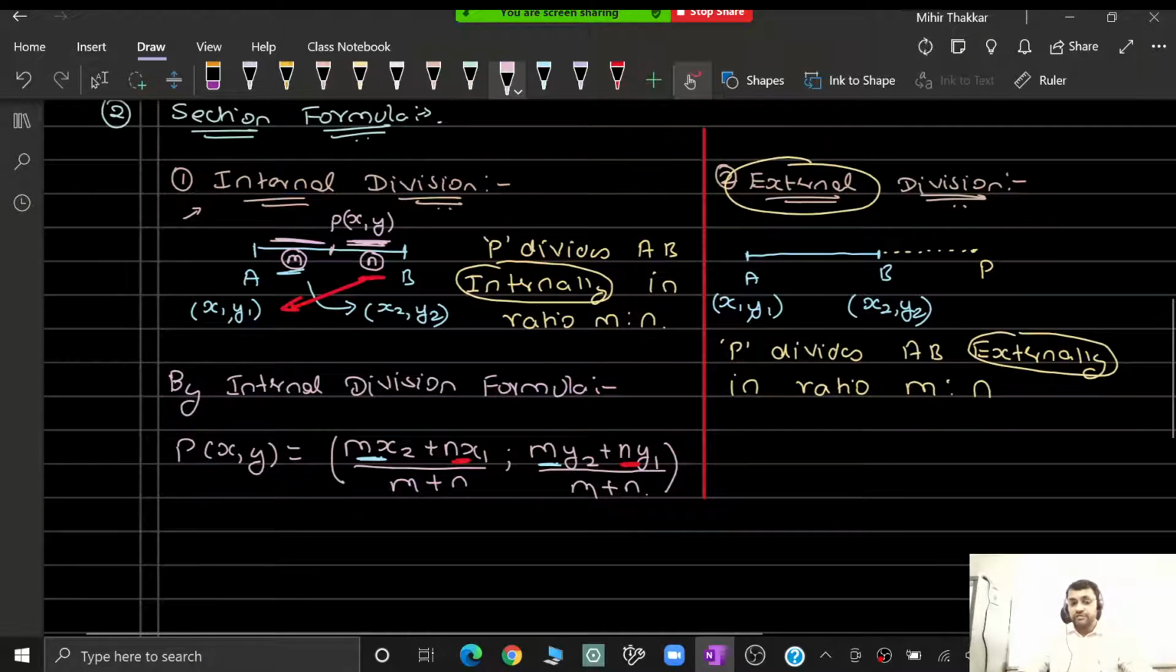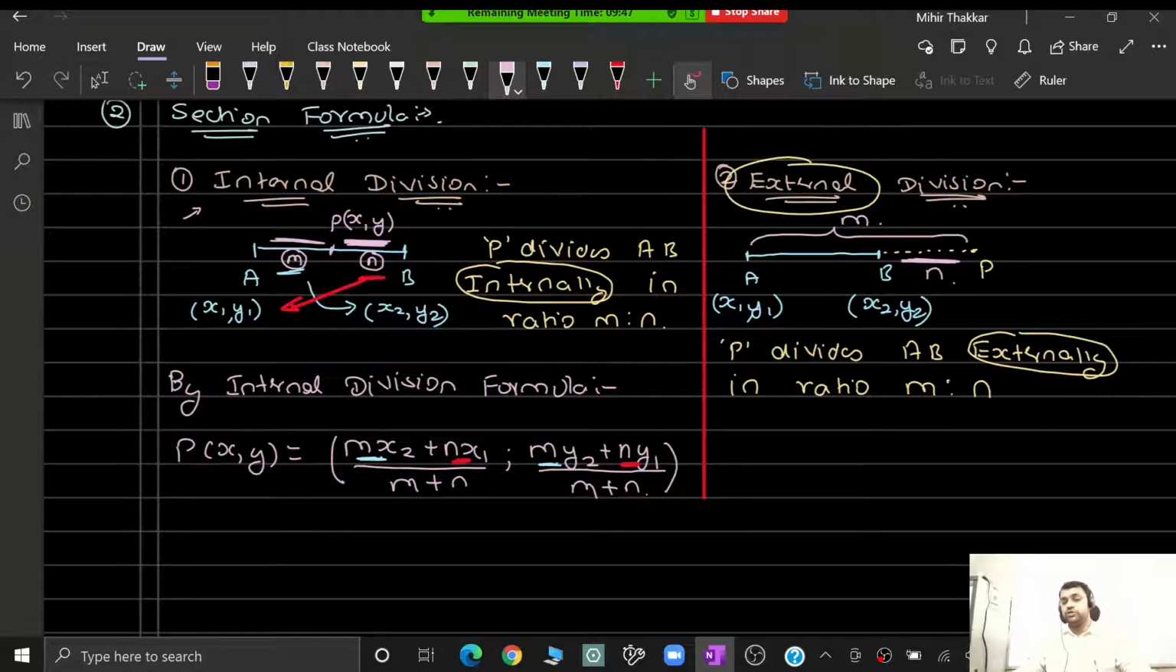I told you in the beginning that the distance BP, this part, is considered as N. So again over here also, this part will be considered as N and this entire part will be considered as M. Do not get confused in this. AP is always M, BP is always N. The formula is exactly similar to what we did in the first case.